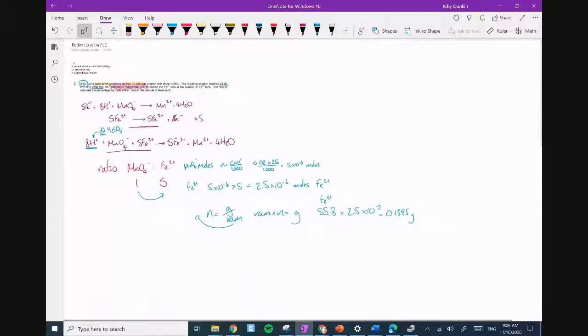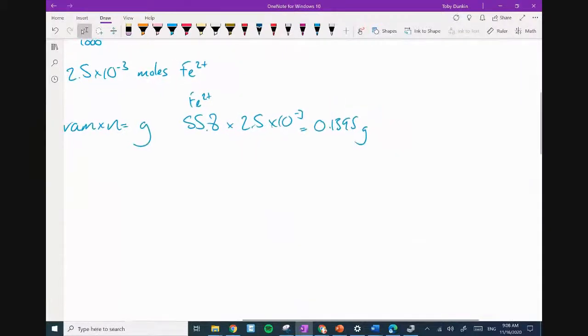Let's have another look: we had 3 grams originally. So we have 0.1395 grams in 3 grams. Per 3 grams, multiply that by 100 and we're going to get our percentage. So divide that by 3 times 100 and I get 4.65%, which seems very reasonable, to 3 significant figures.